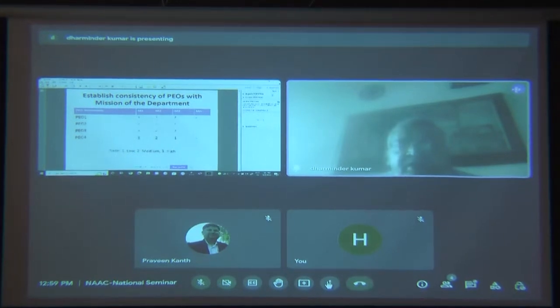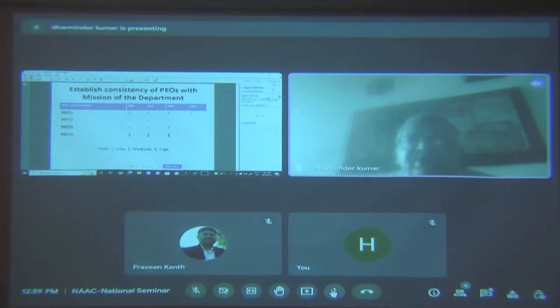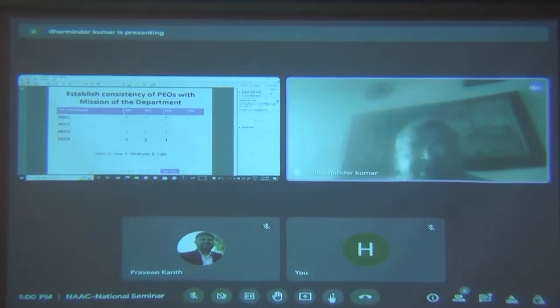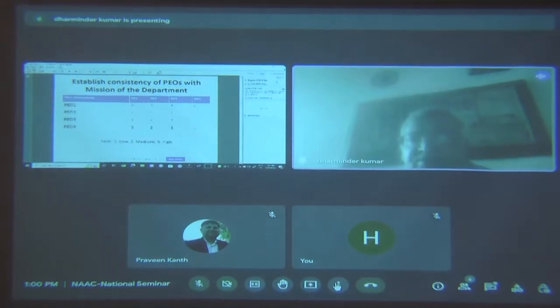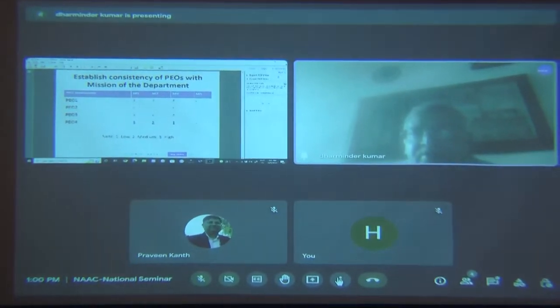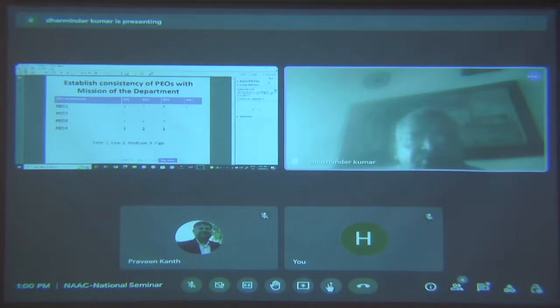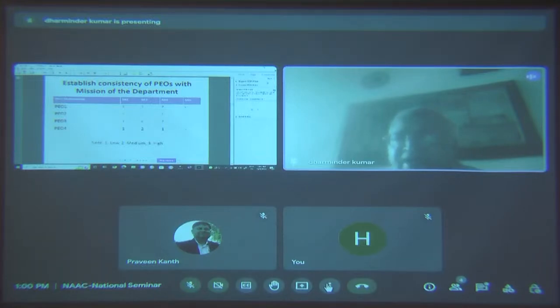Now see one more thing, that it is a matrix. Basically it establishes consistency of PEOs with the mission of the department, with the mission of the program. It is a matrix, meaning rows and columns. The first thing to remember is that every row must have at least one mapping. Say you have four PEOs and four mission statements. PEO 1 must have at least one mapping with either M1 or M2 or M3 or MN. All mappings may be there, but a minimum of one. And if PEO 1 has no mapping with any of the mission statements, it means PEO 1 is not needed. Either you delete it or revise it.